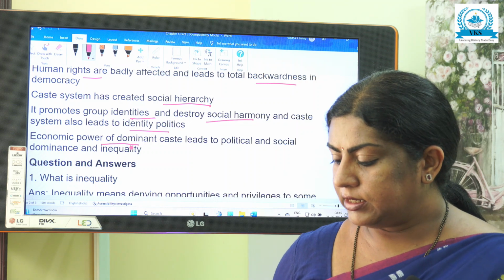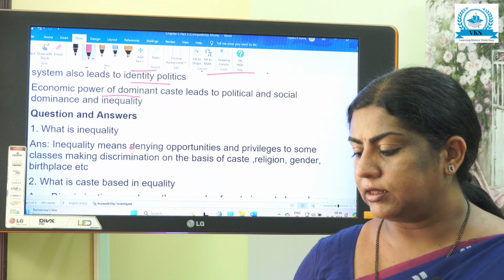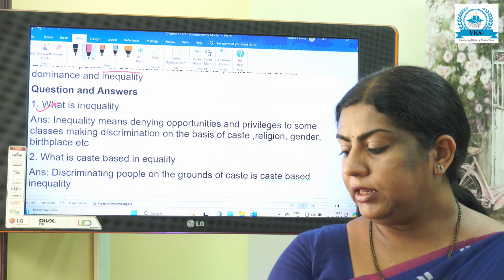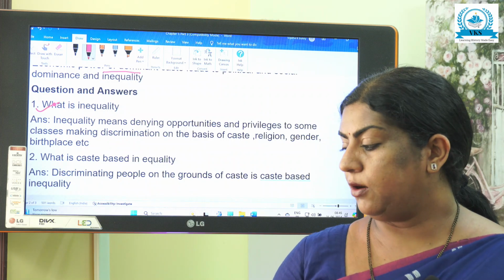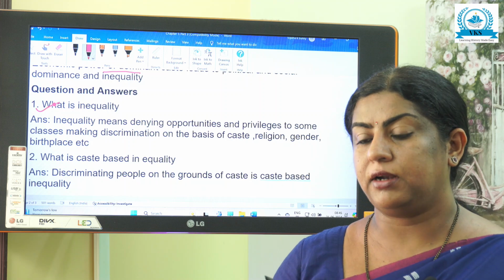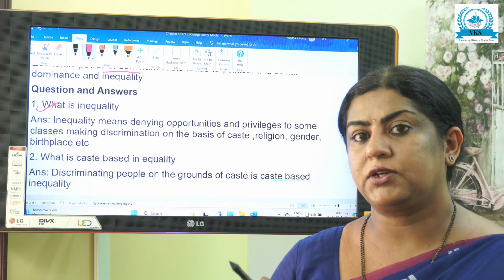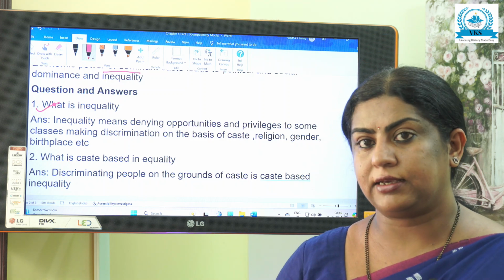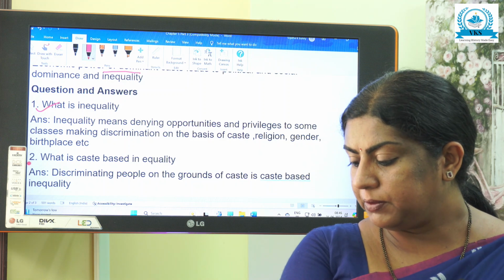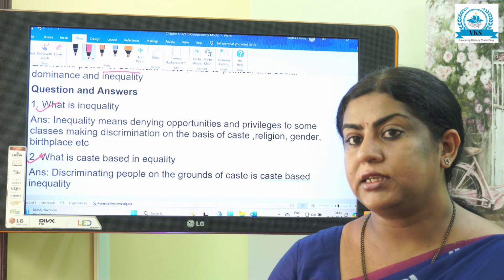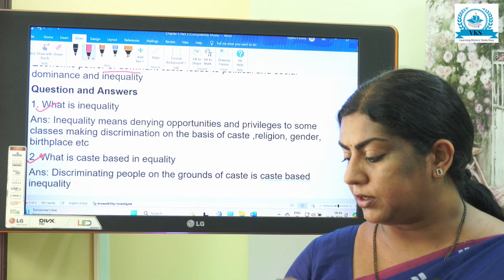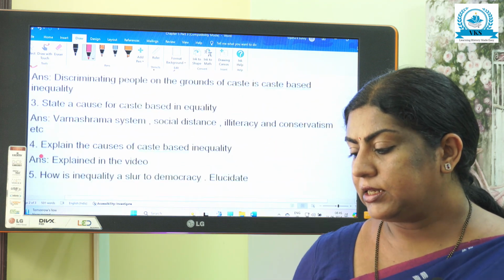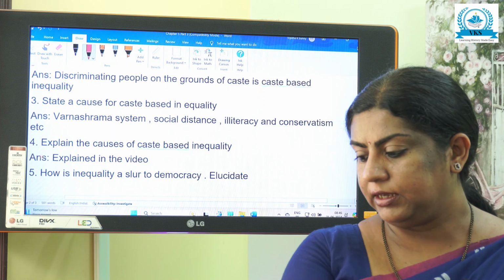So now let us see some questions and answers regarding this. What is inequality? Inequality means denying opportunities and privileges to some classes, making discrimination on the basis of caste, religion, gender, birthplace, etc. What is caste-based inequality? Discriminating against people on the basis of caste is called caste-based inequality. State a cause for caste-based inequality.